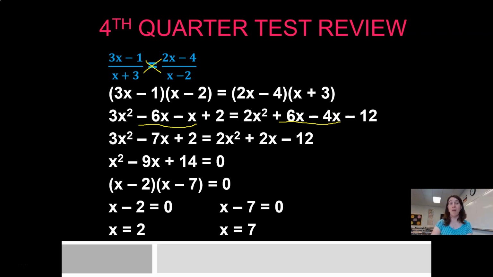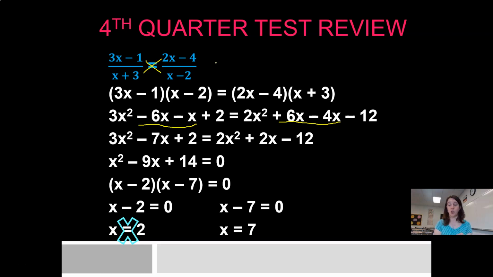Again, before you move on, make sure you're checking these answers. If we start with 2 over here, 2 plus 3 is 5, so far so good. The second fraction, 2 minus 2 is 0. Uh-oh, I can't have a 0 in the denominator, so I cannot include this answer of 2. Hopefully my second answer works, so let's try 7. 7 plus 3 is 10, so that's okay. 7 minus 2 is 5. Again, that's okay. So the only answer that I would be able to give here is just the number 7.